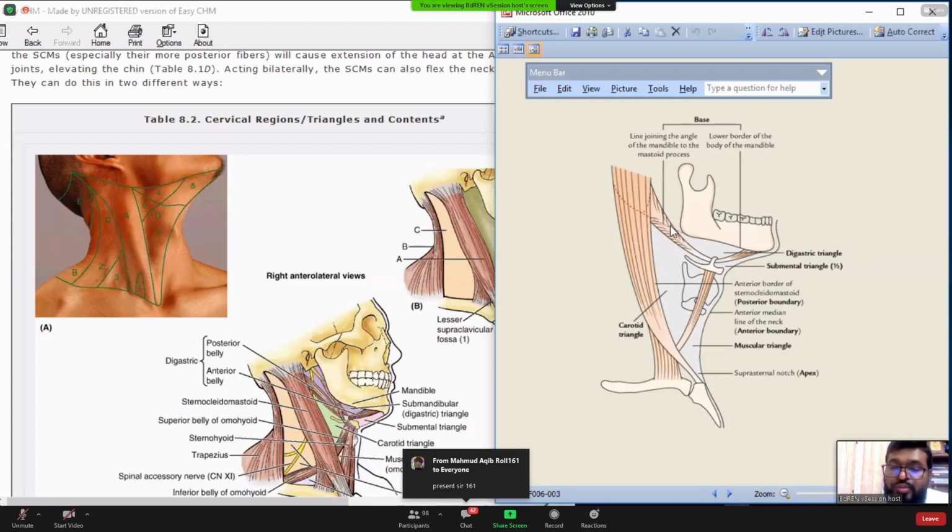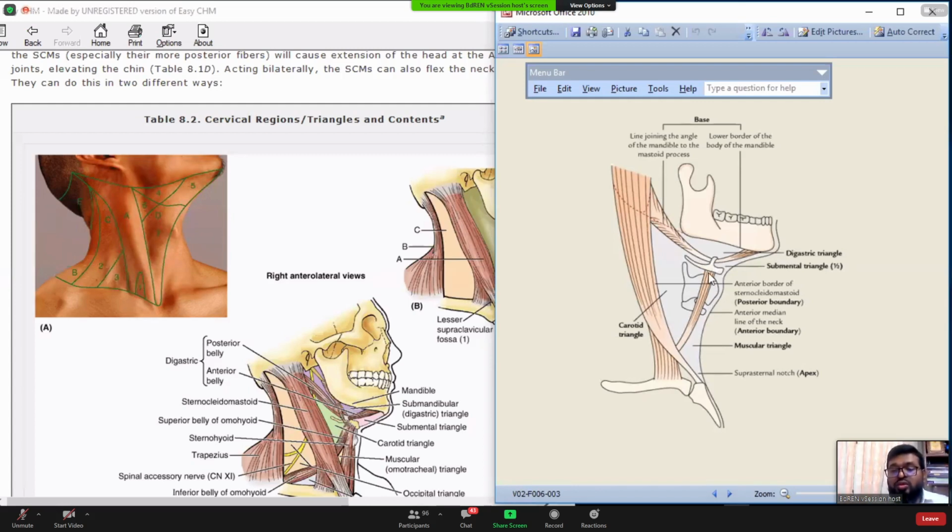So this one is called the posterior belly of the digastric muscle, and this one is called the anterior belly of the digastric muscle. You have studied that from the digastric fossa of the mandible, the anterior belly arises and goes to the hyoid bone. Again, the posterior belly arises from the mastoid process and goes to the hyoid bone, and they are attached to the hyoid bone by a tendinous intersection and a tendinous strip.